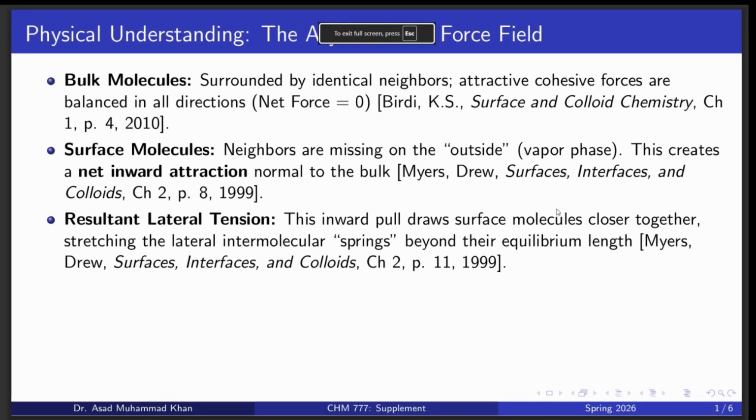We already know that we have bulk molecules, and bulk molecules are surrounded by identical neighbors. Attractive cohesive forces are balanced in all directions, and the net force is equal to 0. Then we have surface molecules. Neighbors are missing on the outside. This creates a net inward attraction normal to the bulk, and then we have a resultant lateral tension. This inward pull draws surface molecules closer together, stretching the lateral intermolecular springs beyond their equilibrium length.